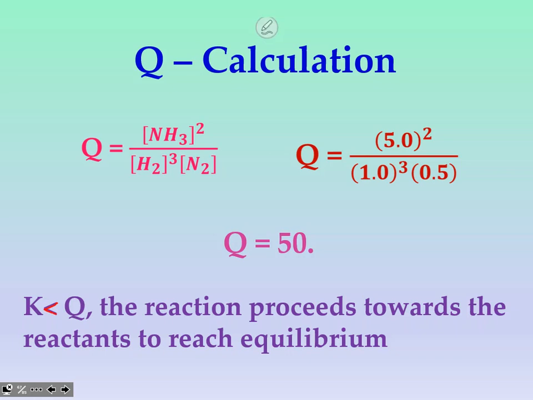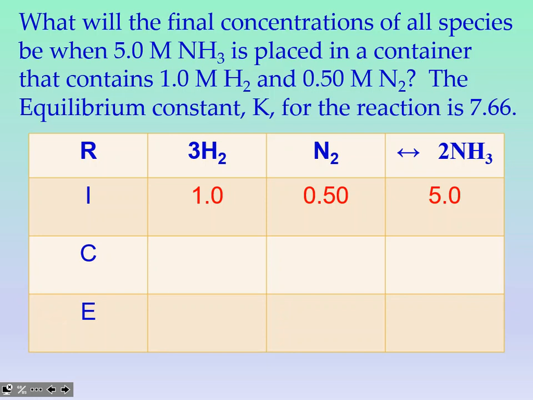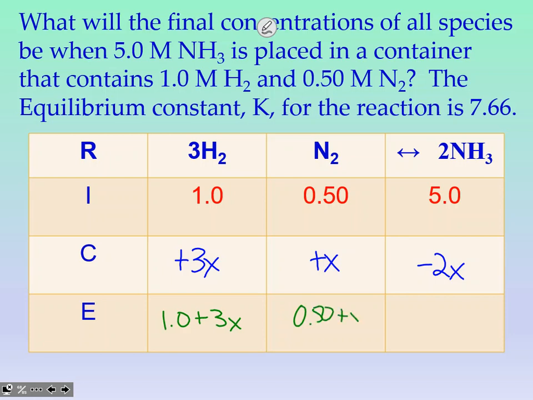we see here that Q is greater than K, so the reaction proceeds towards the reactants. So we can appropriately finish filling out our RICE table to go the correct direction. All right, so let's do that. You know we're going left towards the reactant, so this is going to be minus 2x. This is going to be plus x. And this is going to be plus 3x. Then we fill the rest in here. 1 plus 3x. 0.50 plus x. 5 minus 2x.